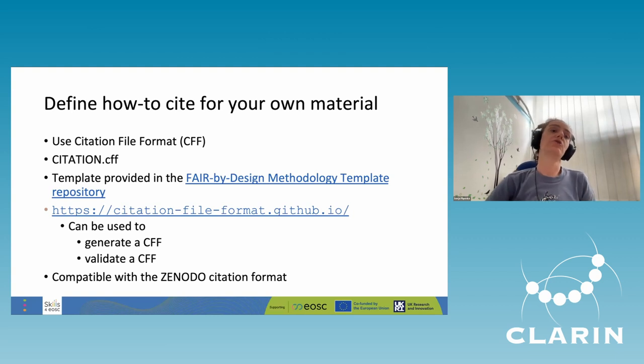The final thing: you attributed everything. Now you need to tell people how to cite your own work. For this, our recommendation is to use the Citation File Format. It's also used by Zenodo, for example, and other scientific repositories as well. That means that in the repository, in the root, you will create a separate file called CITATION.cff. And inside this file, you will provide the whole information: the title, the authors, the version, the date, the keywords, and everything.